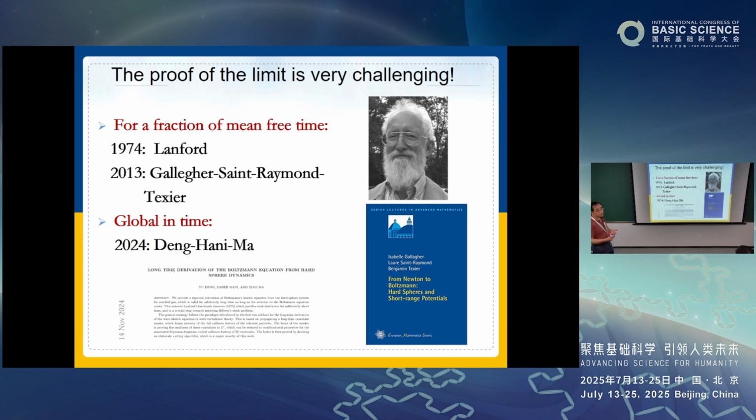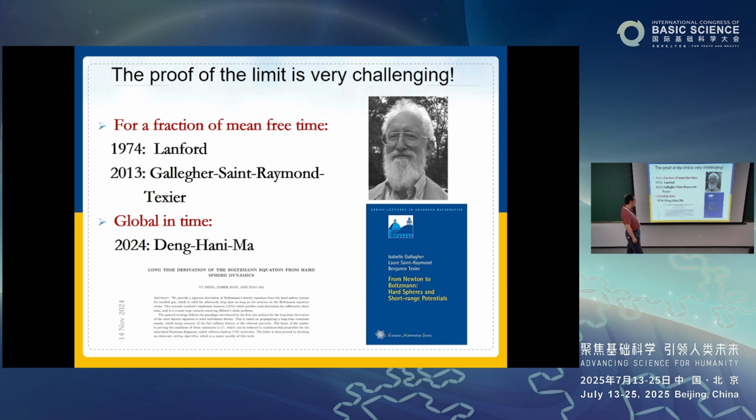However, the proof of this is very challenging. The first milestone is the Lanford result in 1974, where he rigorously justified this limit within a very short time. It's called one fraction of the mean free path, which means even a particle didn't complete one collision. Okay, it's a very short time. It's valid. Later this French school has improved the result.